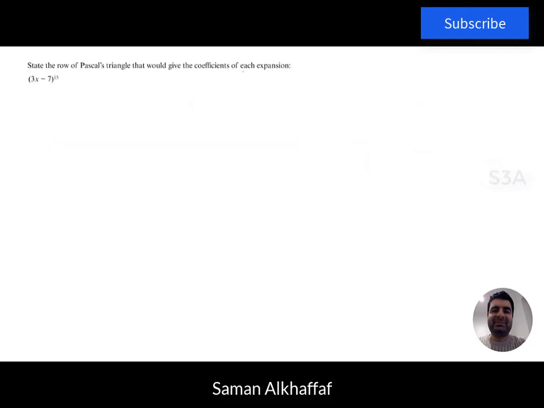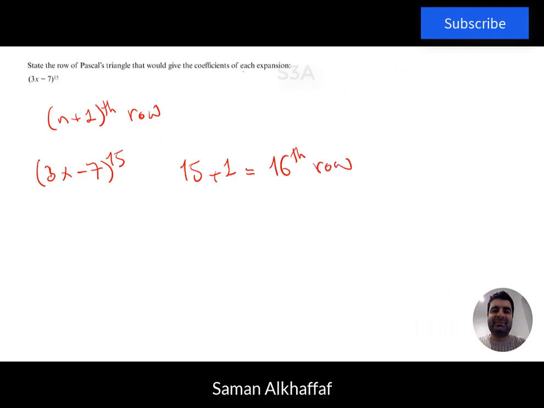In this example, we are again asked to state the row of Pascal's triangle that will give the coefficients of each expansion. So in this scenario, it will be the (n + 1)th row. Since it's (3x - 7) to the power 15, it will be 15 plus 1, so that will give us the 16th row, and this will be our answer.